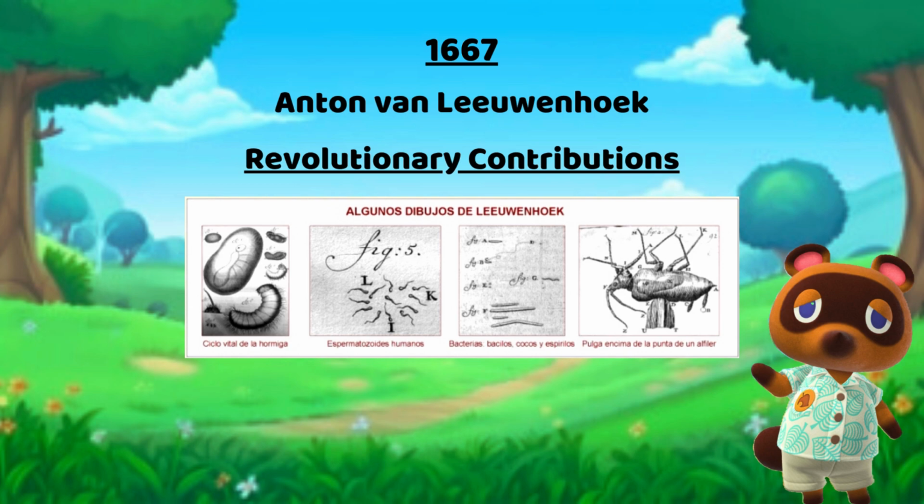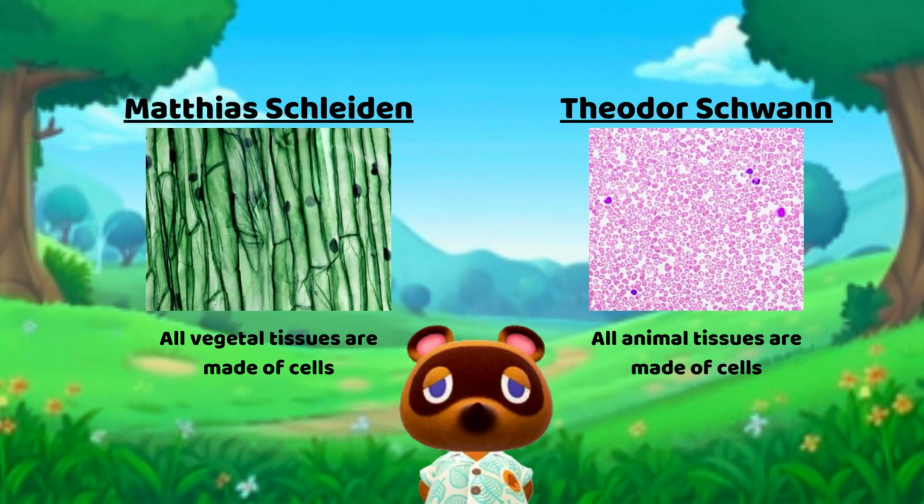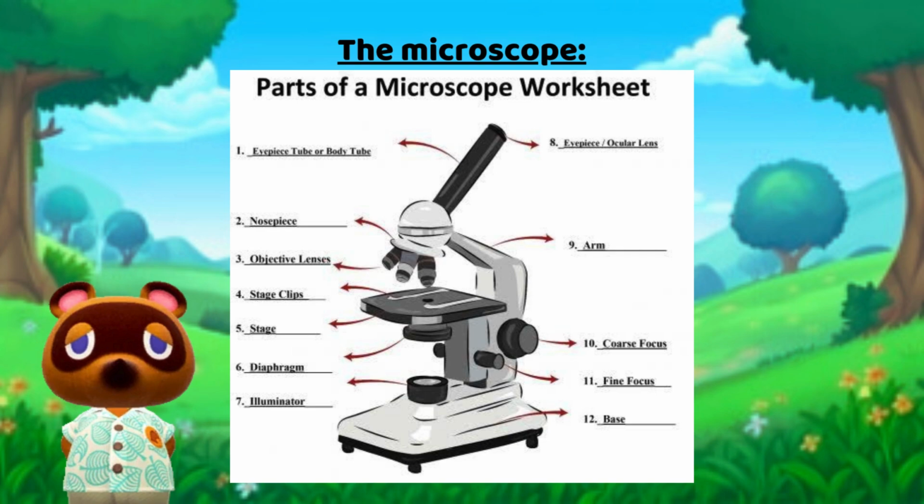Matthias Schleiden observed that all vegetal tissues are made of cells. Also, Theodor Schwann observed that all animal tissues are made of cells. Here I have a picture of a microscope, and we can see its parts.